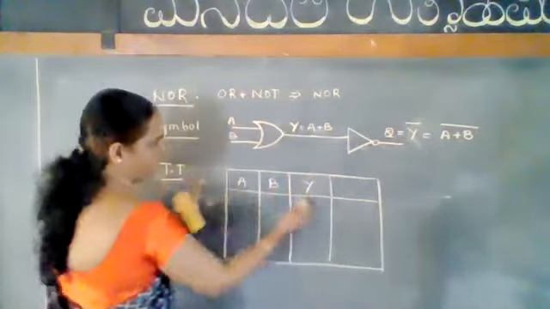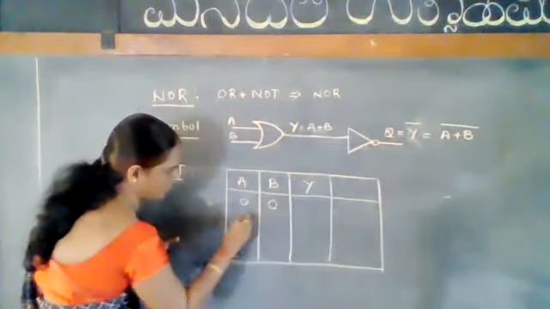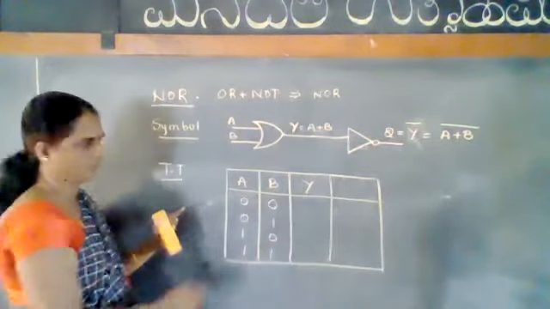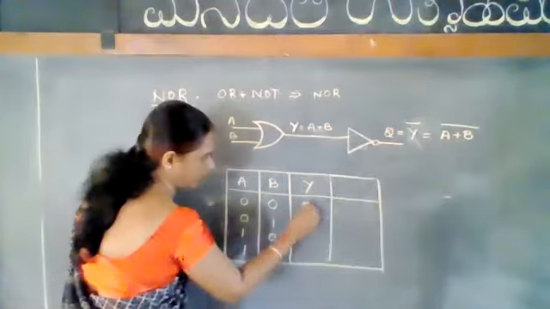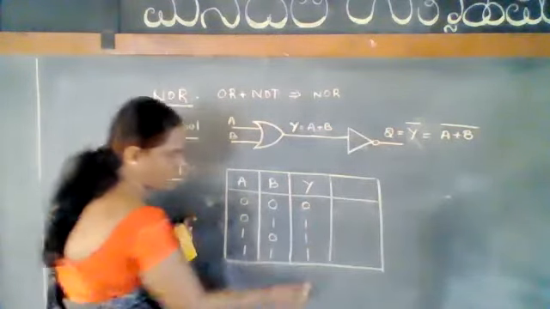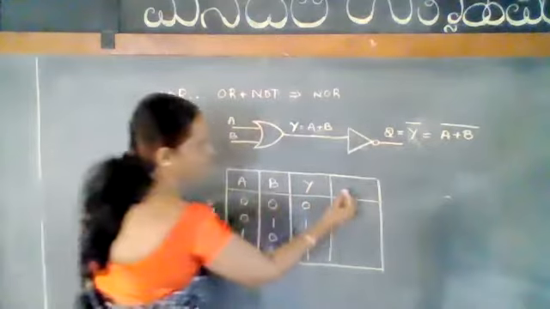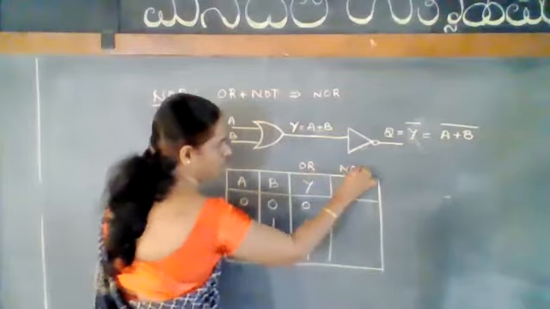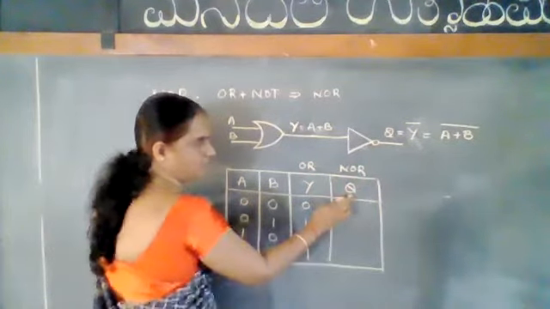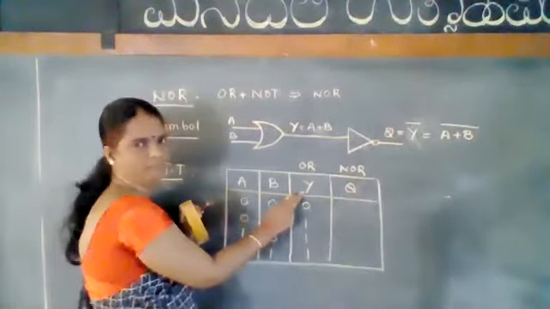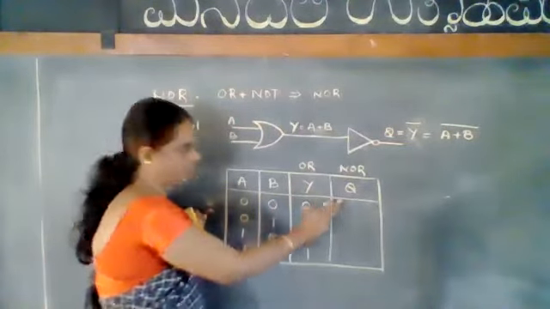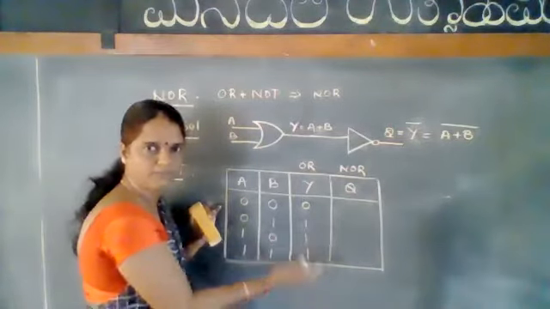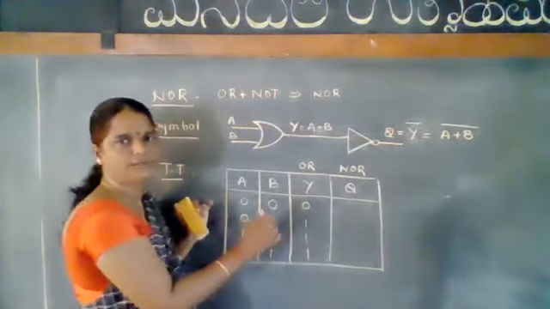Okay. First up to here we'll write. So the possible combinations are 4, and the output for OR gate is 0, 1, 1 and 1. So the output of NOR gate, this is OR, this is for NOR. This Q is obtained by complementing Y. Y complement, that means wherever 0 is there you have to write 1. Wherever 1 is there you have to write 0.